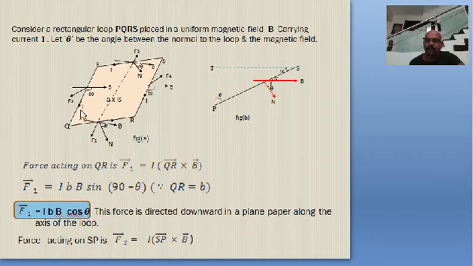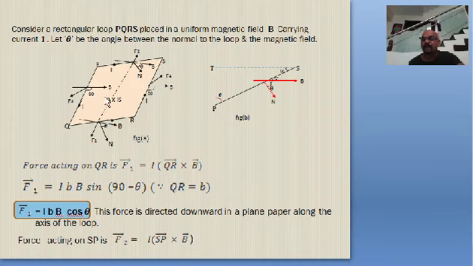F3 is equal to I, L is the length of the conductor, B is the magnetic field. ILB sin 90 is 1, ILB, and that force is acting perpendicular to this plane of the loop and outwards. And very similarly, since the current is going in this direction, R to S, for the same reason, the angle between the current carrying conductor, that is RS, and B is 90 degrees. Therefore it also experiences the force which is equal to ILB. I is the current, L is the length, B is the magnetic field. ILB sin 90 is 1, but the direction is perpendicular and inwards.